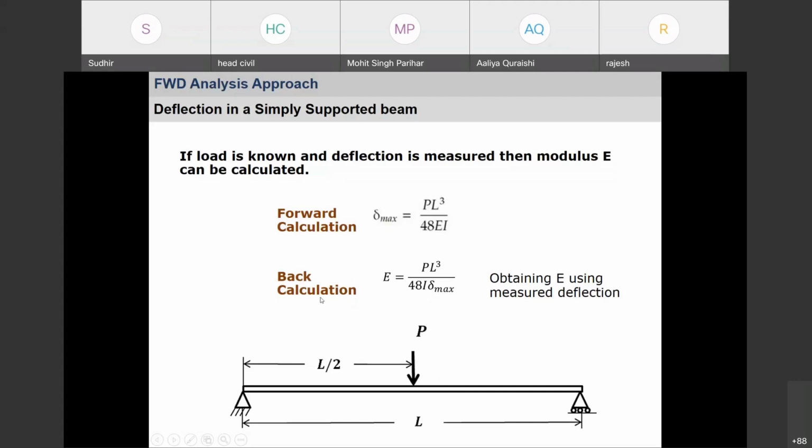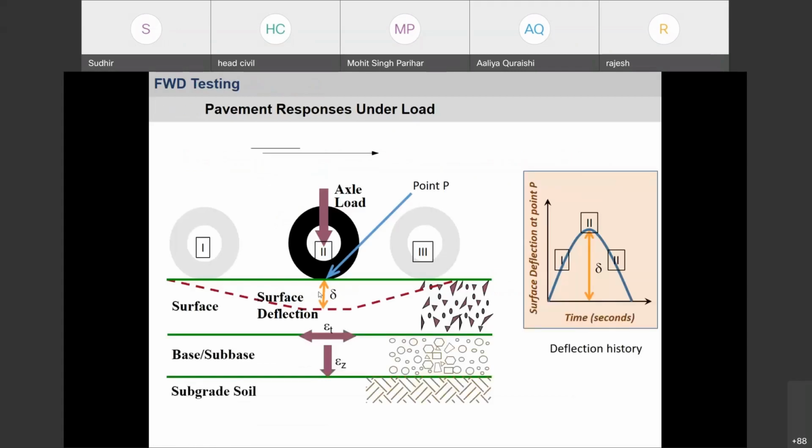The same or a similar principle is used in falling weight deflectometer analysis. In the falling weight deflectometer test, to overcome the limitation of the Benkelman beam, we would like to simulate a moving load in the test. So how do we simulate the moving load in the test? Let's first understand what a moving load is, and what type of response it creates in a pavement structure.